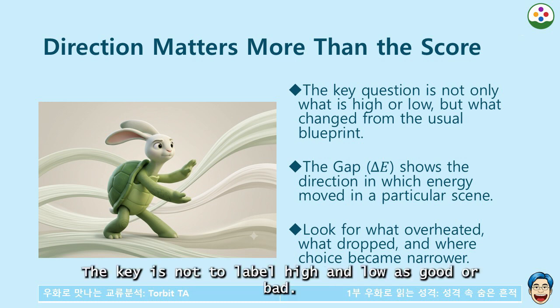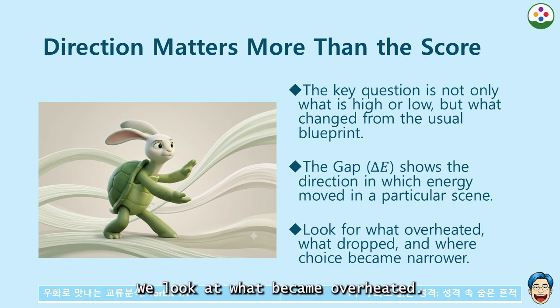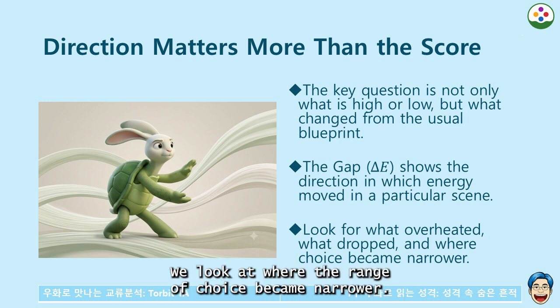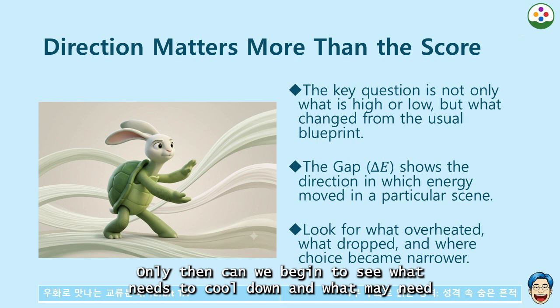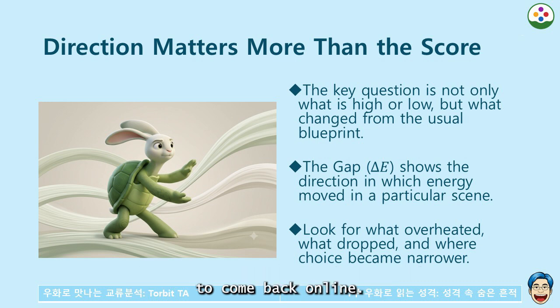The key is not to label high and low as good or bad. We look at what became overheated. We look at what temporarily dropped. We look at where the range of choice became narrower. Only then can we begin to see what needs to cool down and what may need to come back online.